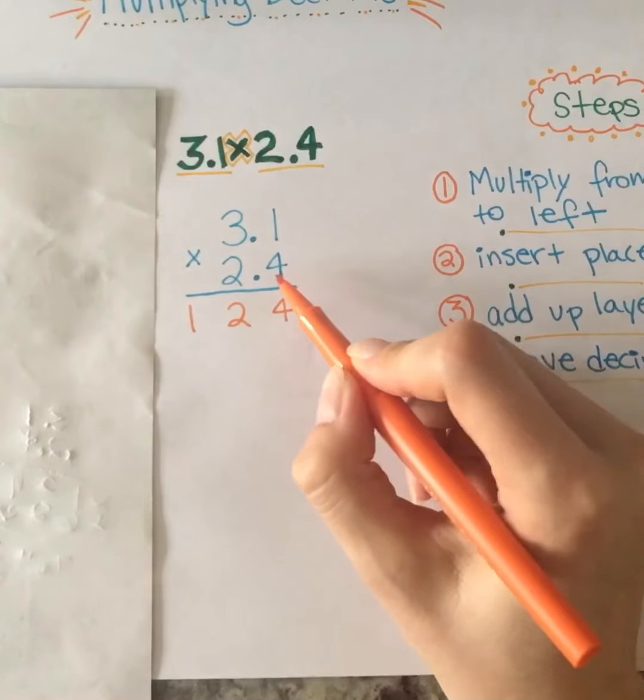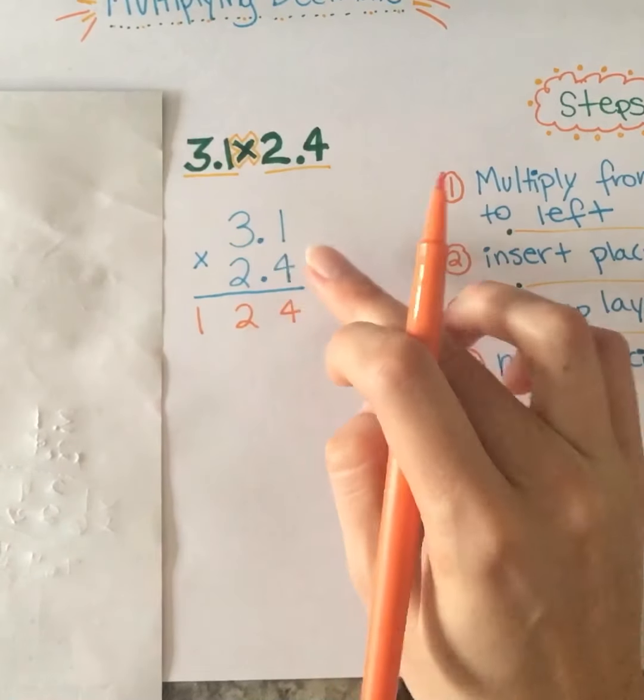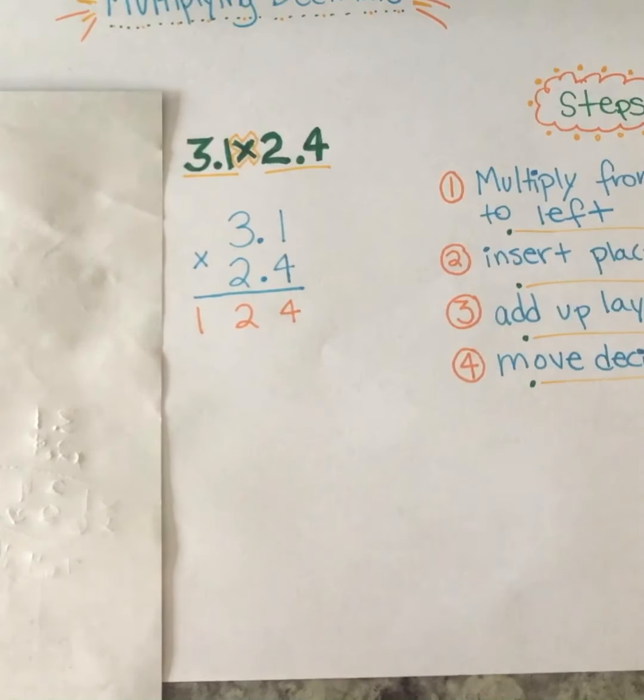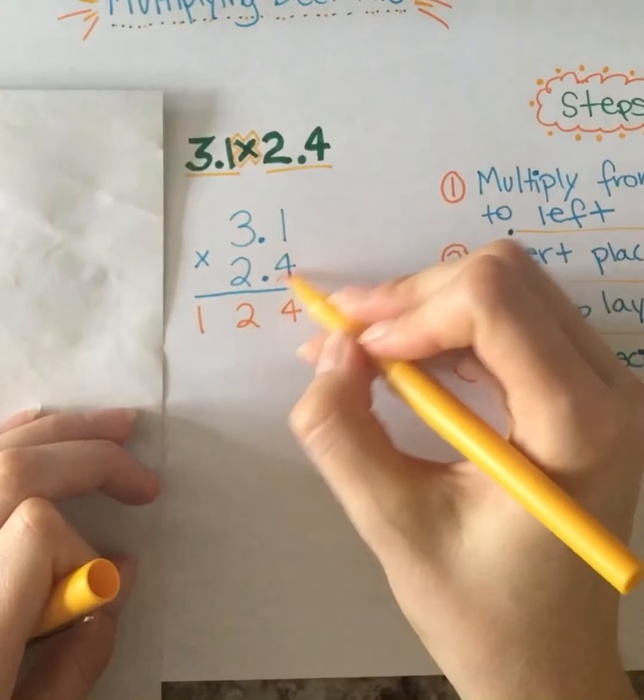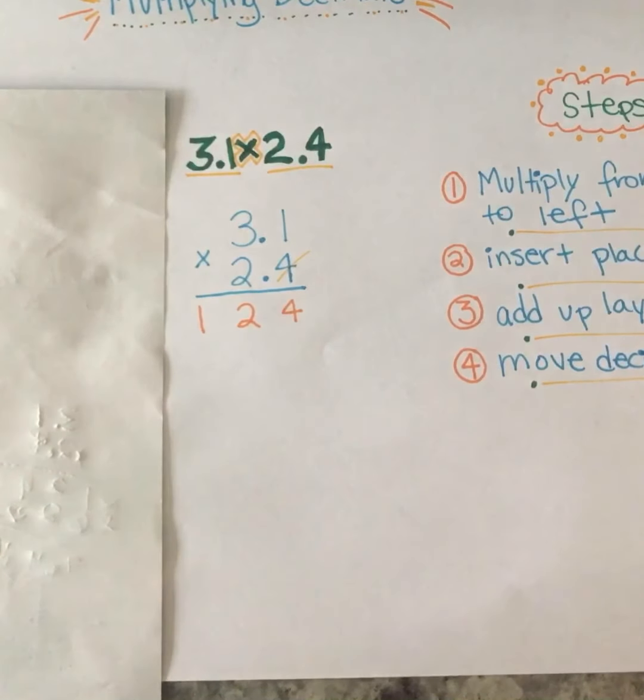So we're actually done with this 4. We've multiplied up and over, so we're good to go with the 4. All done. I can indicate that, just like cross it off so we know we're done.